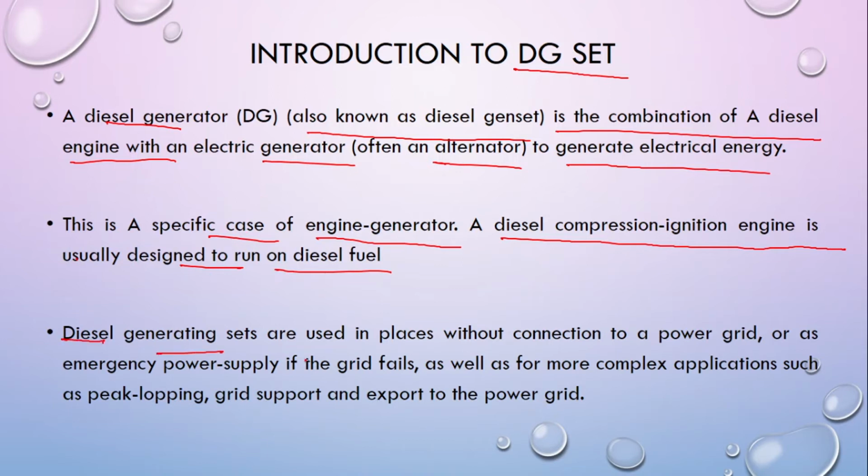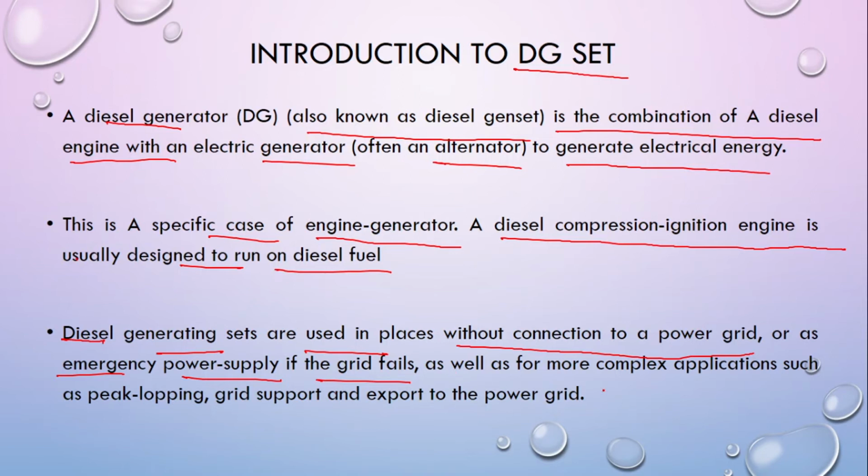Diesel generating sets are used in places without connection to the power grid. Most of the time the continuous power supply or prime power supply can be given through the diesel generator, whenever the grid fails or in remote situations where the grid is not available. In some cases we give an emergency backup power supply. In institutions like universities, colleges and industries, whenever a grid outage happens, as an emergency backup we can give power through the diesel generator within 5 seconds, so that our work is not affected by the electricity failure.